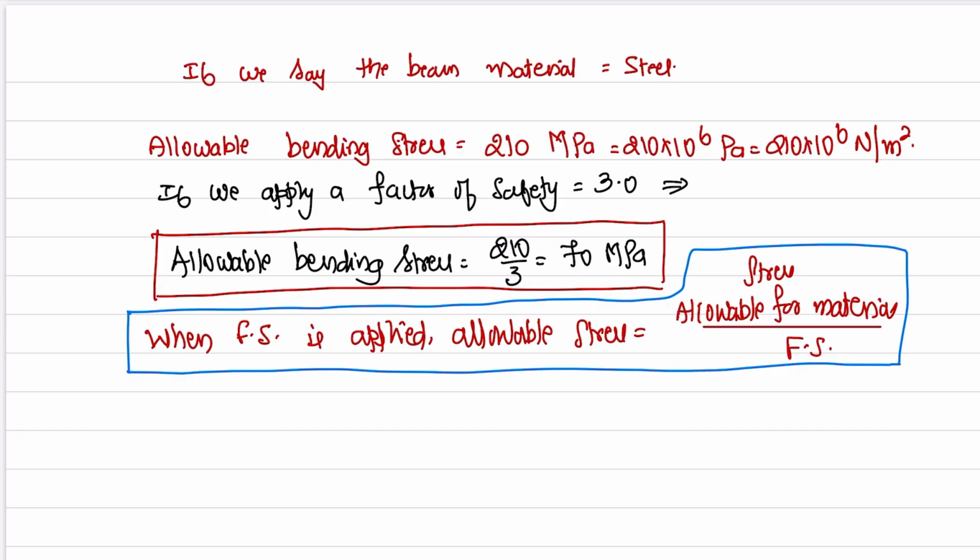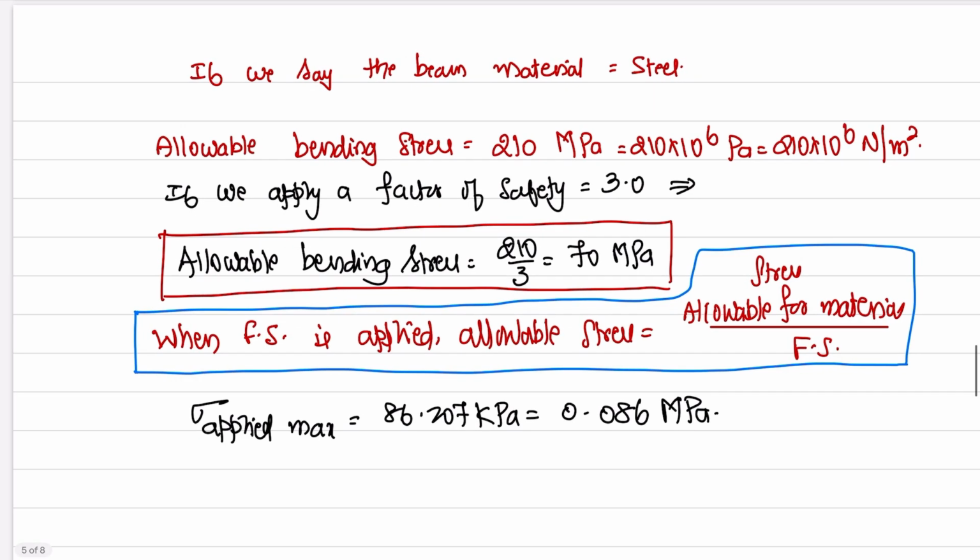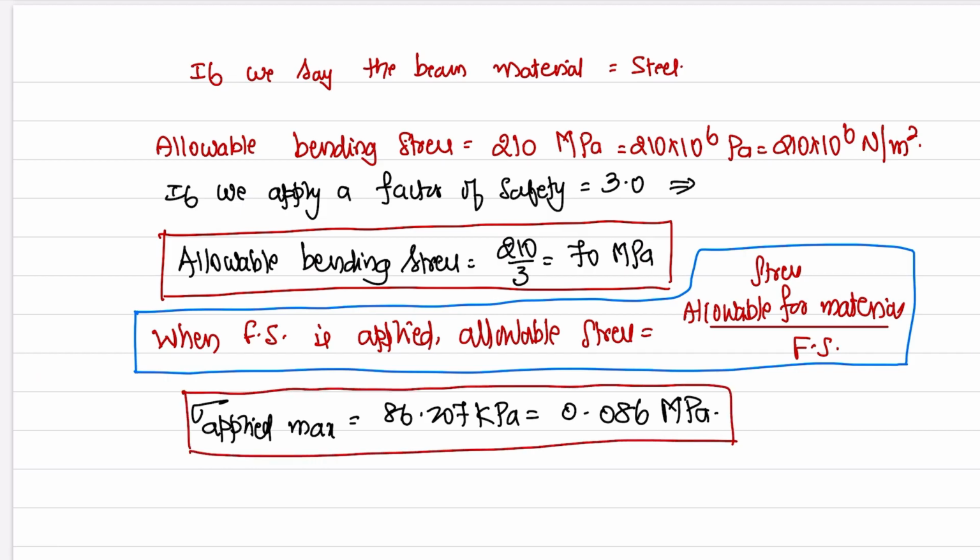What is the bending stress we have got? Applied sigma maximum is equal to 86.207 kPa, that is 0.086 MPa. These conversions you do on your own, you should understand. kPa is kilo, MPa is mega. This sigma applied is very much less than sigma allowable.